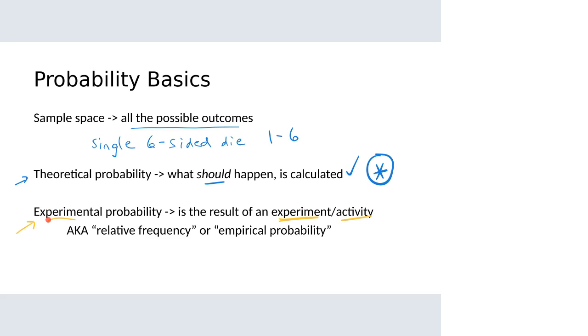One thing I do want to say about experimental probability is it has a couple of other names that mean the exact same thing. Experimental probability is also known as relative frequency or empirical probability. We'll generally use experimental probability, but these 2 words, if you see them somewhere else, mean the exact same thing.